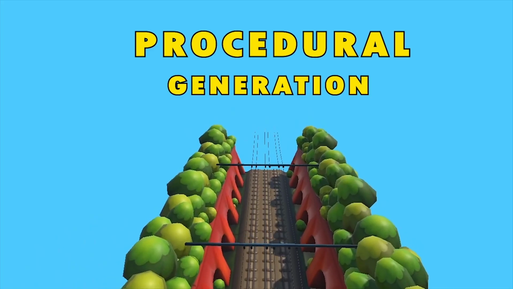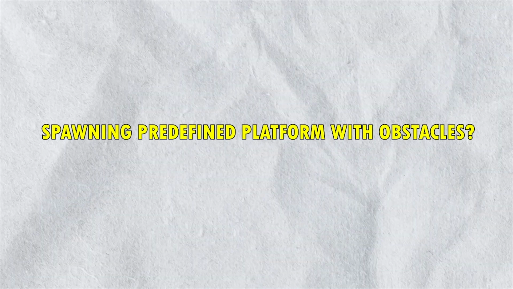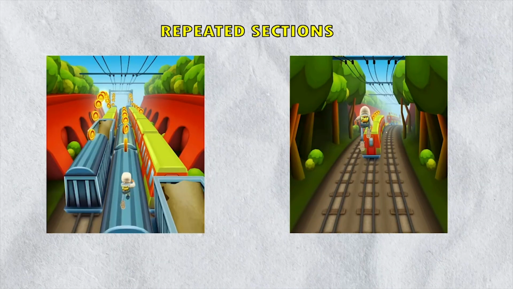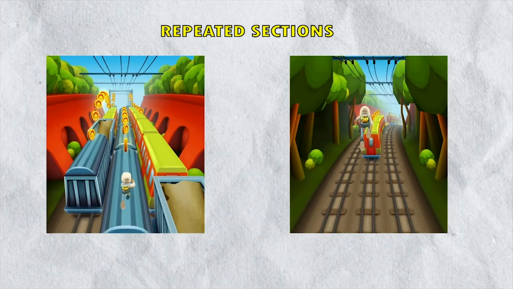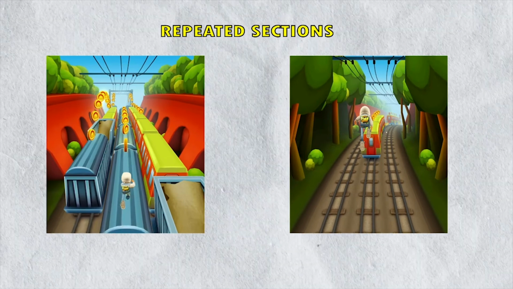When speaking of procedural generation, I had a question. Does Subway Surfers spawn obstacles randomly, or is it spawning obstacles of predefined sections? So what I meant by predefined sections is that specific obstacle patterns, as shown in this example, are designed to repeat as the level progresses. So is it predefined or is it random? Maybe the answer is both.